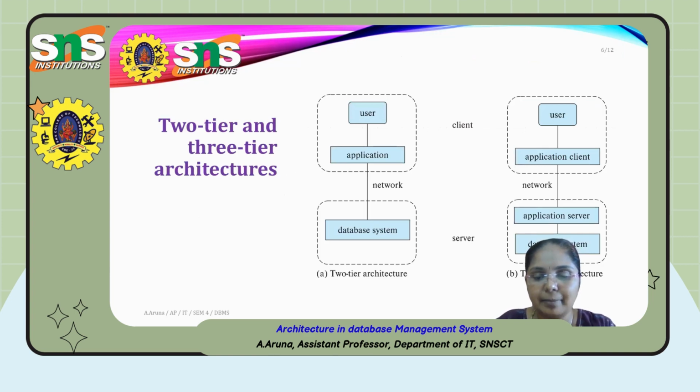This is the diagrammatic representation of the 2-tier and 3-tier architecture. See here, in 2-tier a user can directly connect with the database system. Here, there is an application client and server, and through that only a connection can be established between the client and server. Mostly nowadays we are using this client-server architecture.